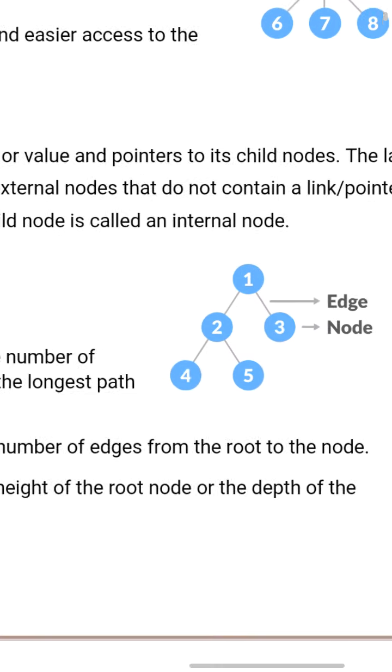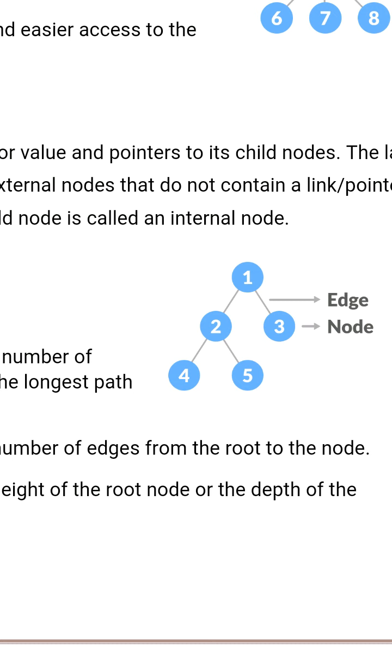So see this example. 1 is the root node. The root node has no parent. What are leaf nodes? 3, 4, 5 are the leaf nodes. Leaf nodes have no children. So 1 is the root node and 3, 4, 5 are the leaf nodes.